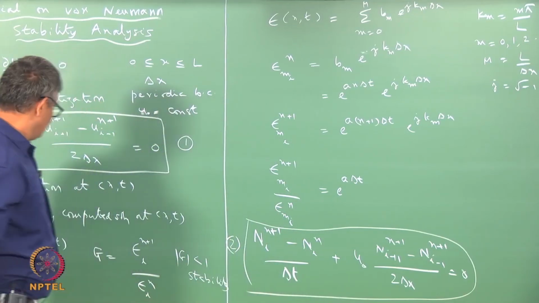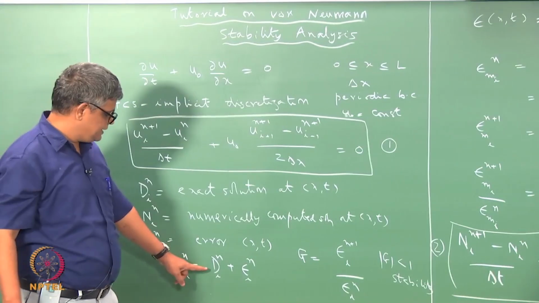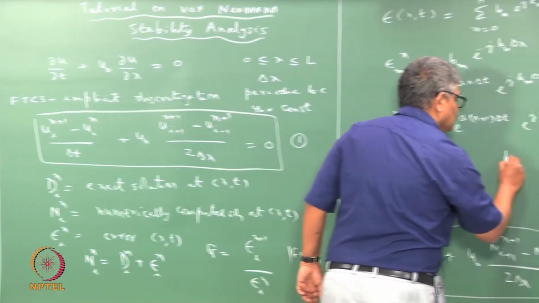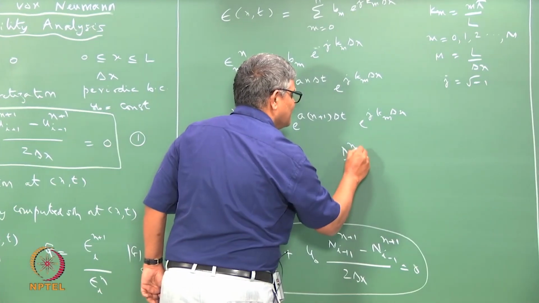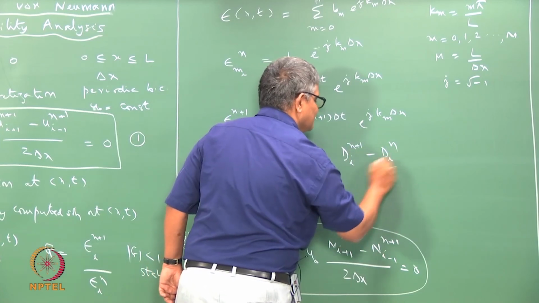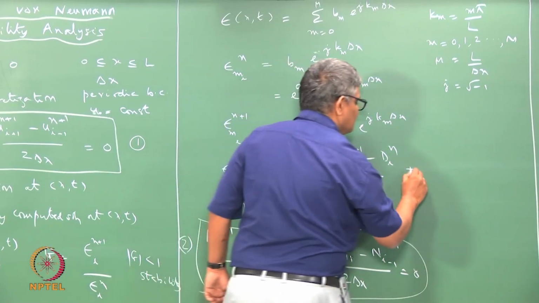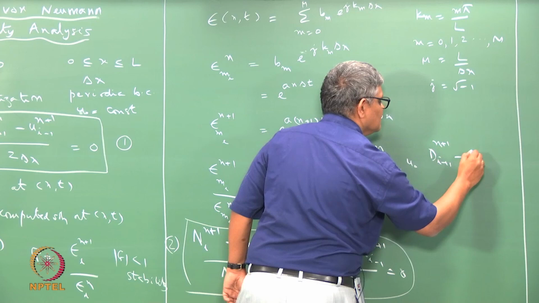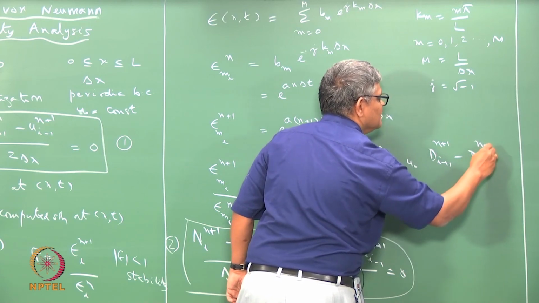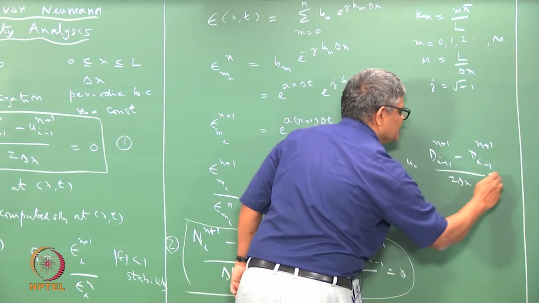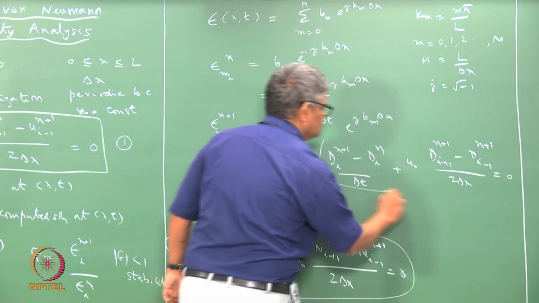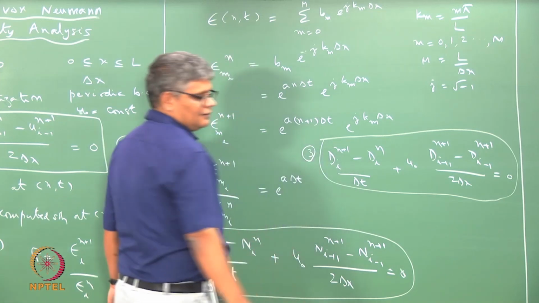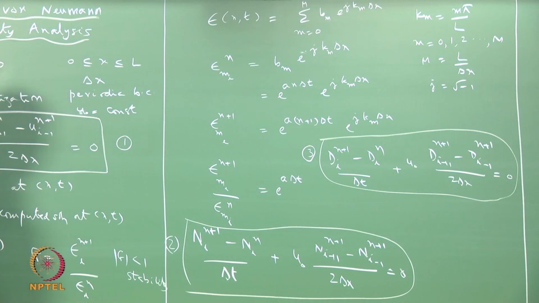So this is our second equation, and we also know that Di n is an exact solution, and we can also say that Di n plus 1 minus Di n divided by delta t plus u naught times Di plus 1 n plus 1 minus Di minus 1 n plus 1 by 2 delta x equal to 0, and that is equation number 3 here.